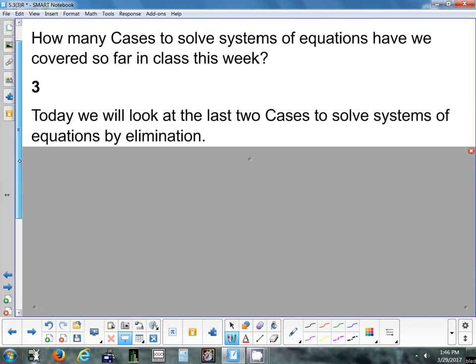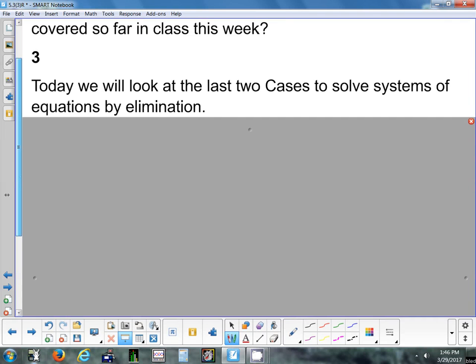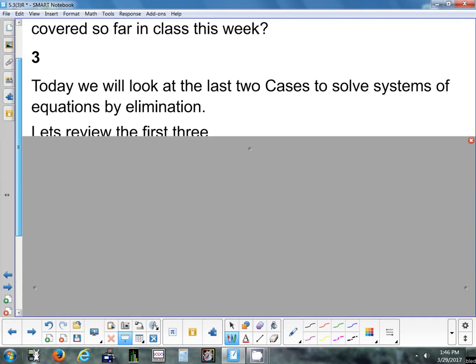Like I said, for case 4, you're only going to have to multiply in 1. For case 5, which is the hardest, it's at the bottom, you have to multiply in both. That's as hard as it gets. All right?